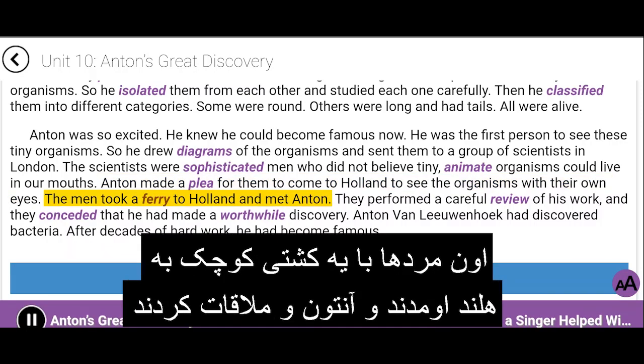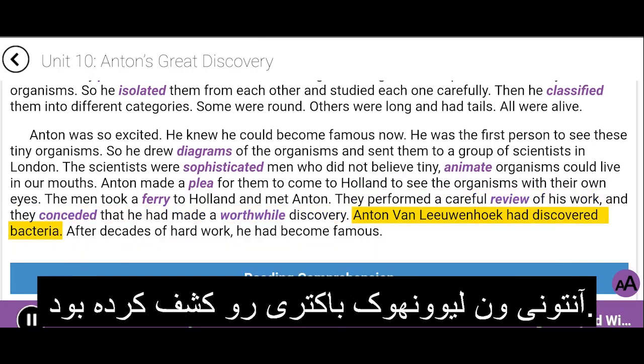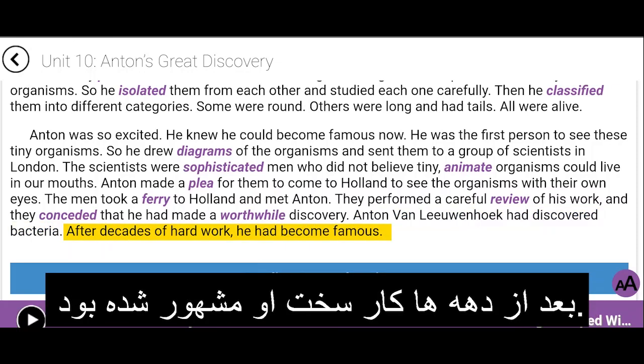The men took a ferry to Holland and met Anton. They performed a careful review of his work, and they conceded that he had made a worthwhile discovery. Anton van Leeuwenhoek had discovered bacteria. After decades of hard work, he had become famous.